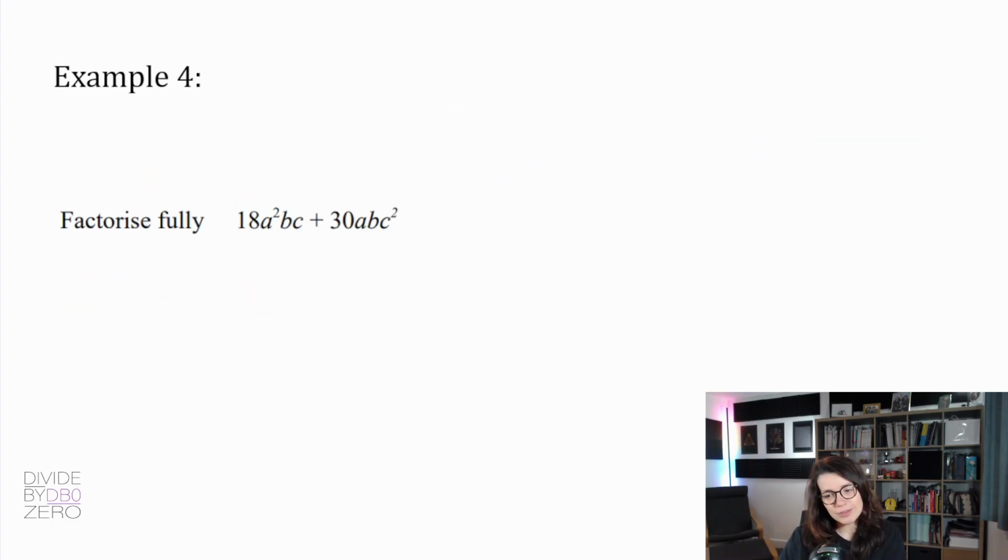Last example, factorise fully. Now that word fully just means it's really important that you do take out the highest common factor. So again, that's the highest number that will go into both items and the highest amount of letters. I'll show you how that works here.